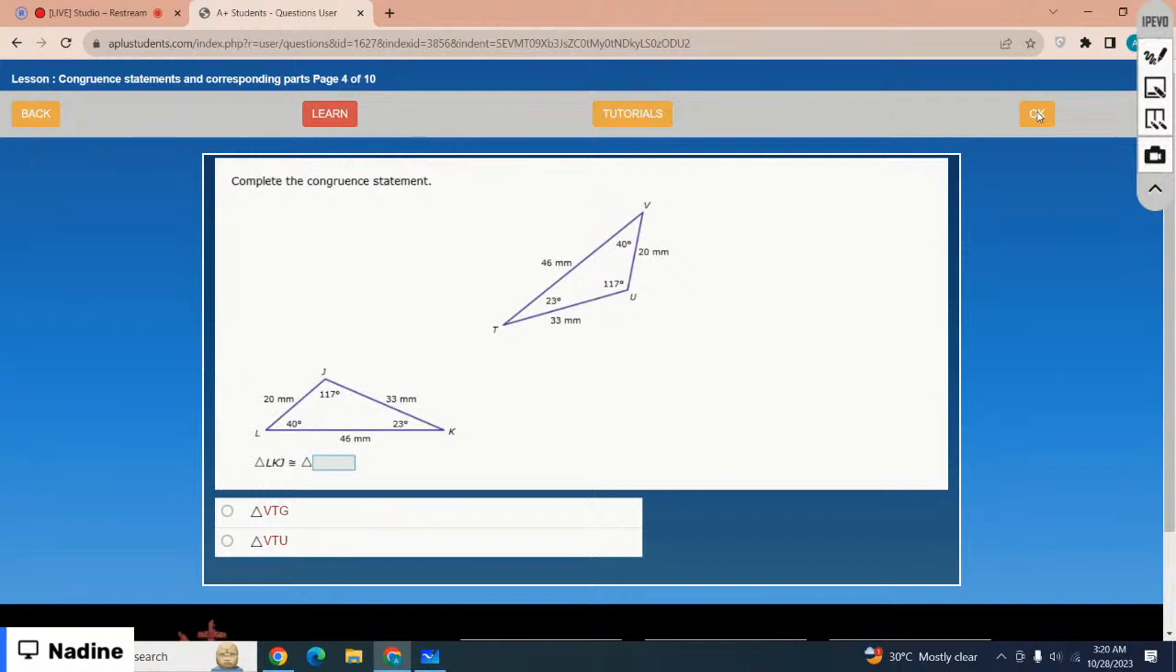Complete the congruence statement. Triangle LKJ is congruent to... okay, LKJ. Basically you have to match the congruent angles. L is 40, so V is 40. K is 23, T is 23. J is 117, U is 117. So LKJ matches with VTU, right? Option number 2 is the correct option.